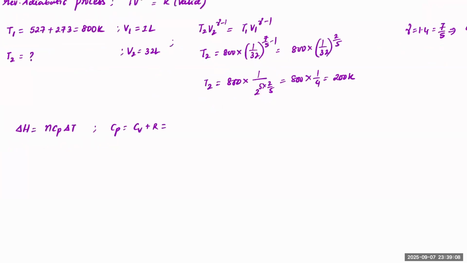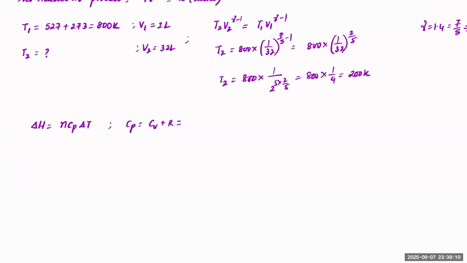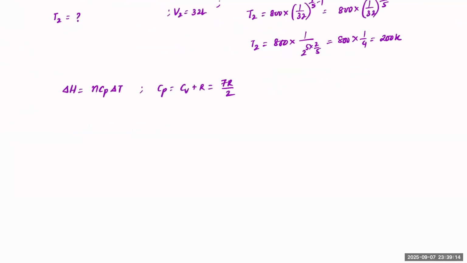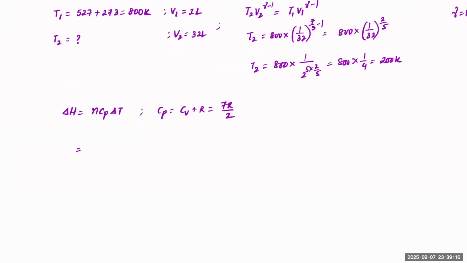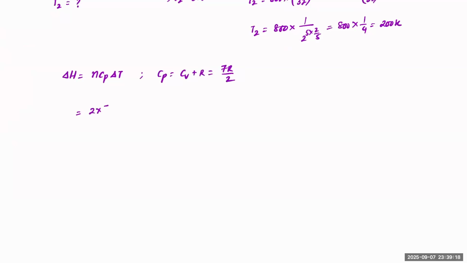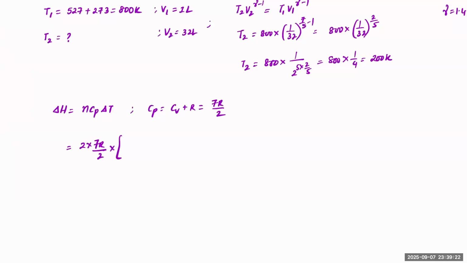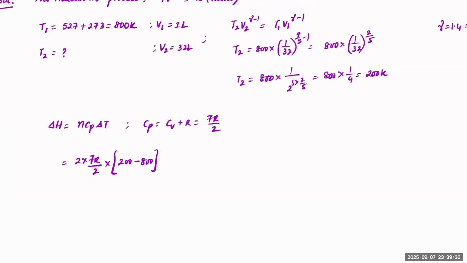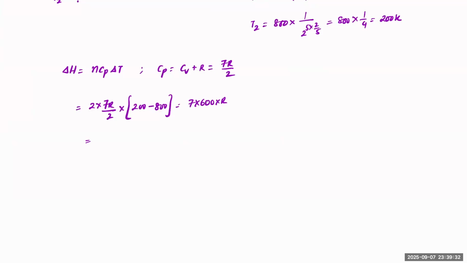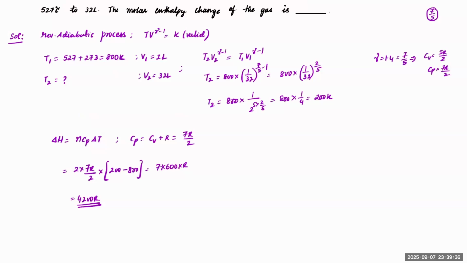So therefore, Cp is 7R by 2. And the number of moles is given as 2 moles. So 2 into 7R by 2 into delta T. The final temperature is 200, and the initial temperature was 800. So that makes it 7 into 600 into R. So how much is that? 4200 into R. Okay, this will be the value.